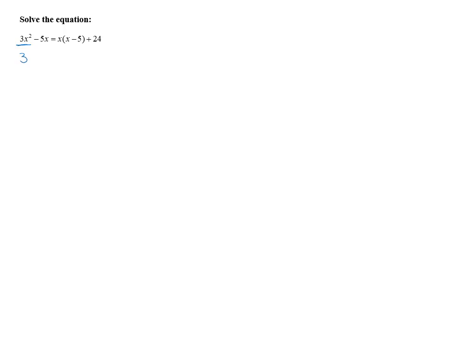So first off, I do need to simplify a little bit. I do have a distribution there. So 3x squared minus 5x, and then doing the distribution on the right, I have x times x, which is x squared, and then x times 5 is minus 5x. And then we still have that 24 there. So now we can see two x squared terms. Let's move those x squared terms to one side. If I move this x squared over, 3x squared minus x squared is 2x squared, minus 5x equals negative 5x plus 24.